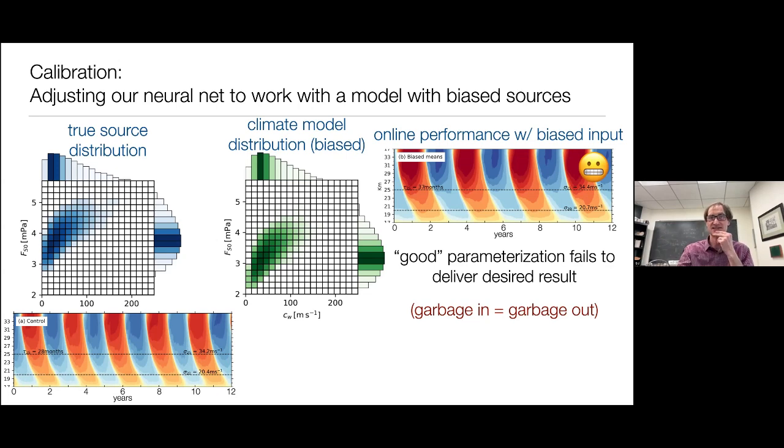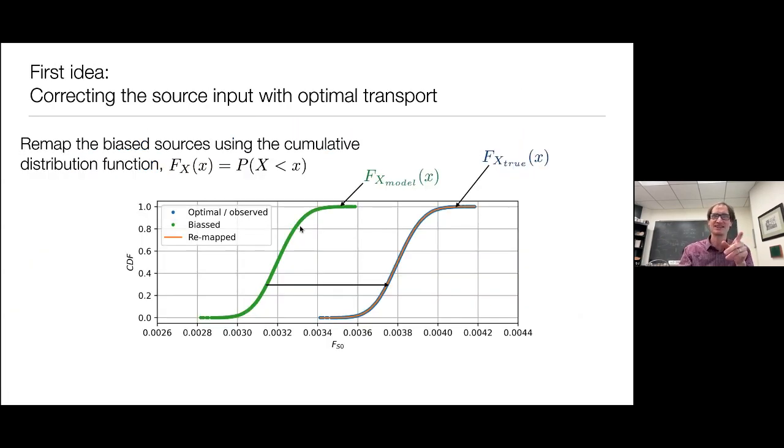So how can we fix this? And Ofer said this is sort of a first stab at it. You can say, well, in this case, it was just a problem between the distributions. Here's a cumulative distribution function of the model versus the truth. And what you can do is you can just remap.